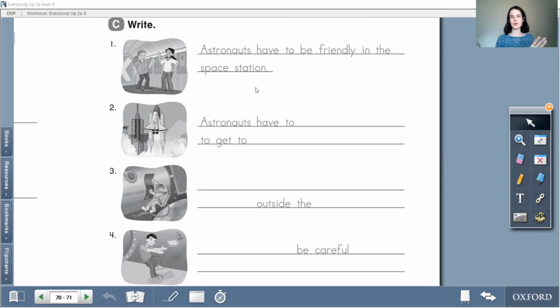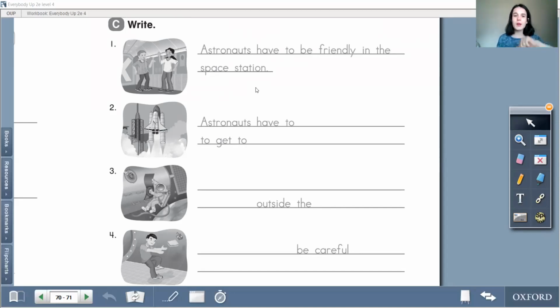First one, look at them. Astronauts have to be friendly in the space station. Yesterday we watched a video, and in the video we saw that space station is a very little place, right? Very small place, and astronauts have to be friendly with each other, right? They have to be friendly because there are so many people but very little space. Great. Second one.